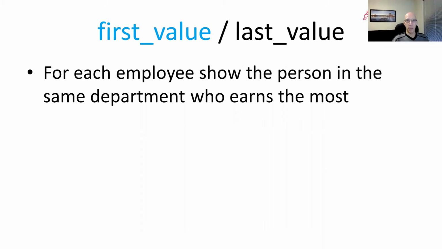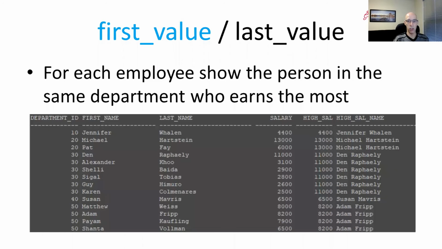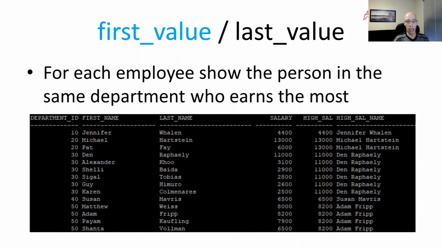Okay, so the first example we'll see is the first value, last value. We're going to see only first value, but last value is basically the same concept, and you'll get it pretty easily. Okay, so the requirement is that we have a table with employees' information, and we want to see for each employee the person in the same department who earns the most. Okay, so if we look at the result set, it will look something like that.